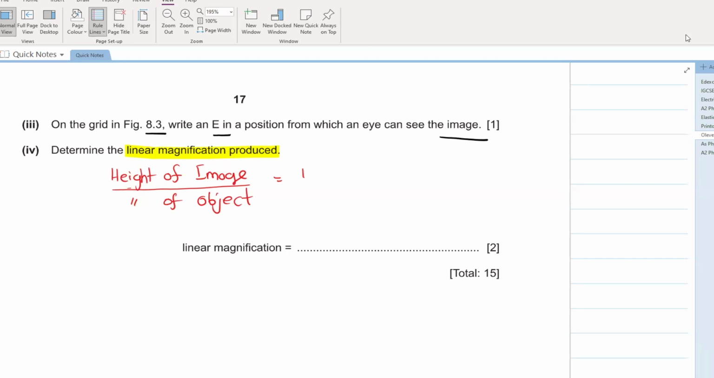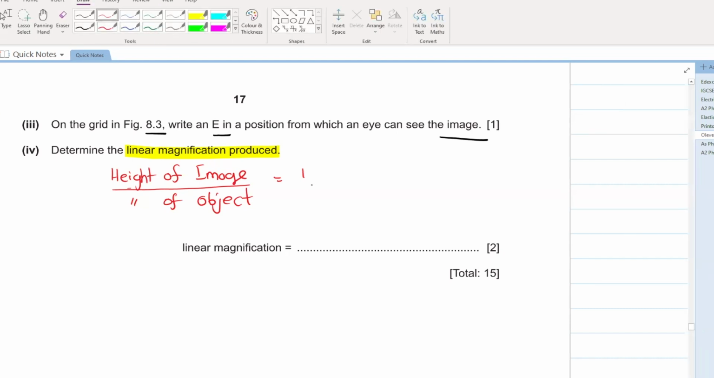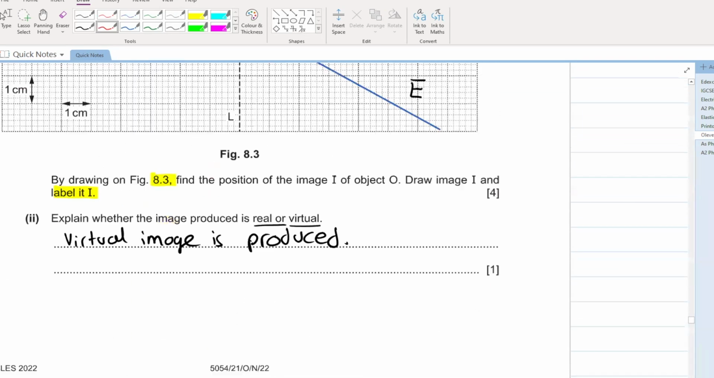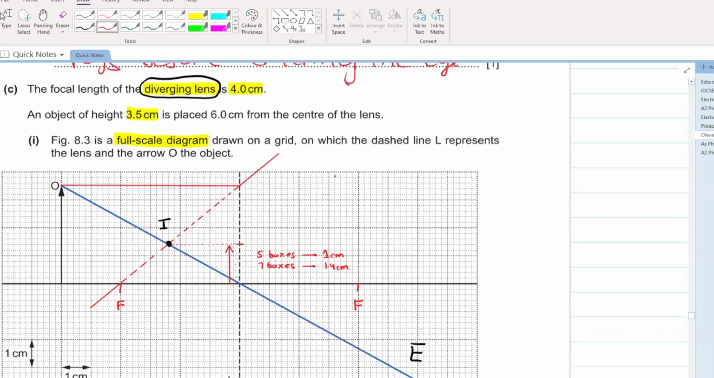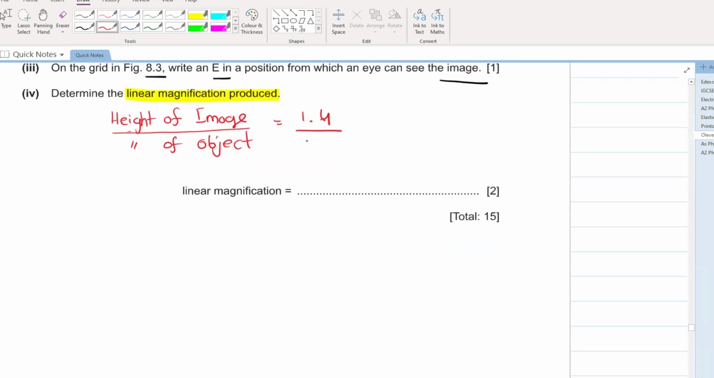Chalo, let's further move ahead. So beta height of image आ रही थी 1.4. The height of image was coming out to be what? 1.4. What was your height of the object? The height of the object was 3.5. Divide कर दो, you will get your linear magnification. Linear magnification किसके equal आती है बच्चों? 1.4 divided by 3.5. This comes out to be 0.4 as your linear magnification.